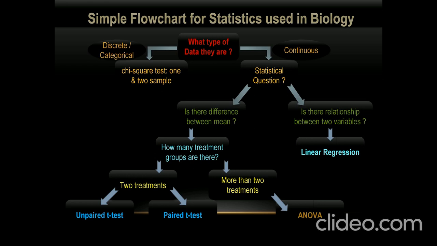Next, if data is continuous, then we have two statistical questions. First, is there a difference between means, and second, is there a relationship between two variables. Now we come to the first statistical question. If there is a difference between means, then how many treatments do we have? If we have only two treatments, we will apply the t-test, or if we have more than two treatments, we will apply ANOVA. First is the t-test.